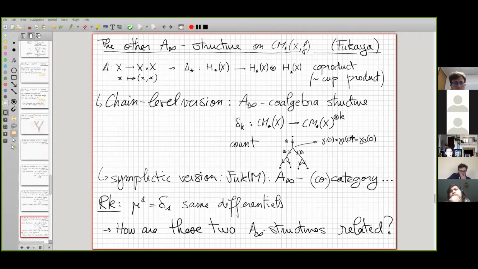The interesting thing is that these two structures share the same differential. Their differential is just the Morse differential. And then you could ask, how are these two structures related? Are they part of a larger structure or something like that? That's where Hopf algebras enter the picture.